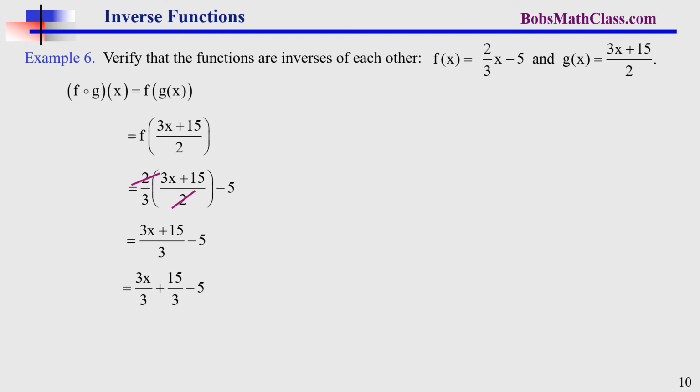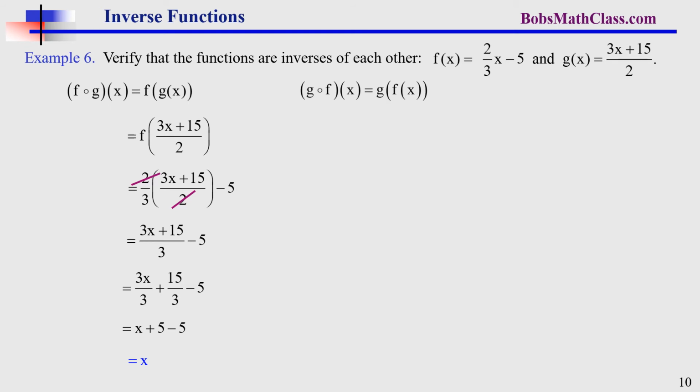So 3x over 3 plus 15 over 3 minus 5. In the first fraction, the 3's cancel. The middle fraction, 15 over 3, is 5. So we have x plus 5 minus 5. 5's cancel. And we're halfway there. We got x. Let's do the second half.